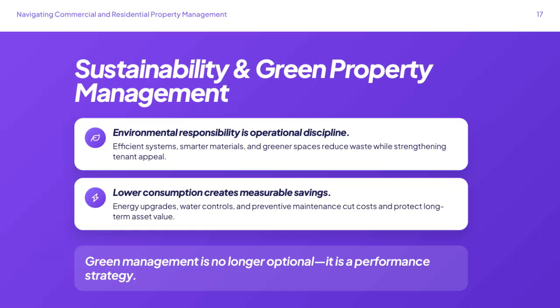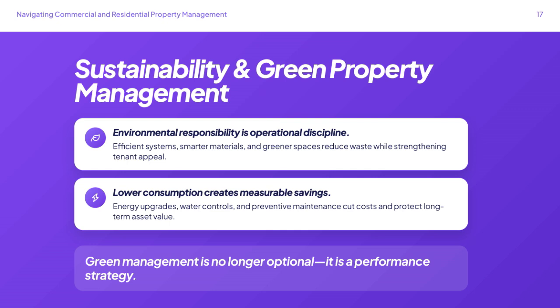When we talk about sustainability and green property management, it's important to understand that environmental responsibility goes beyond just good intentions. It's really an operational discipline. This means integrating efficient systems, using smarter materials, and creating greener spaces, all of which not only reduce waste, but also make the property more attractive to tenants. Lower consumption of resources leads to measurable savings, which is a key benefit.